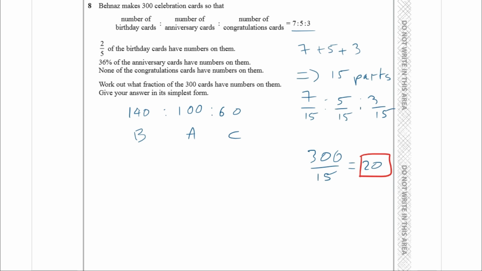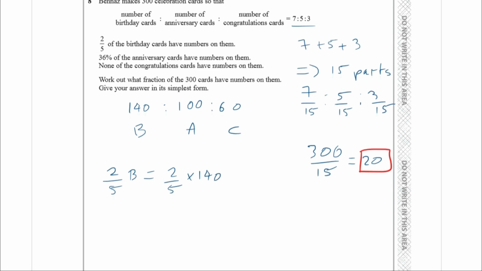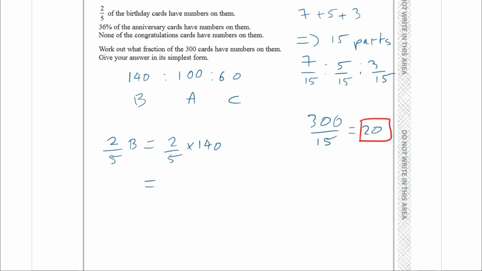2/5 of the birthday cards have numbers on them, and that's what we're looking for. We're looking for how many cards have numbers on them. So 2/5 of the birthday cards, that's equal to 2/5 times 140. And 2/5 times 140, well, 140 divided by 5, that's quite a nice operation. That's 28. And 28 times 2 is 56.